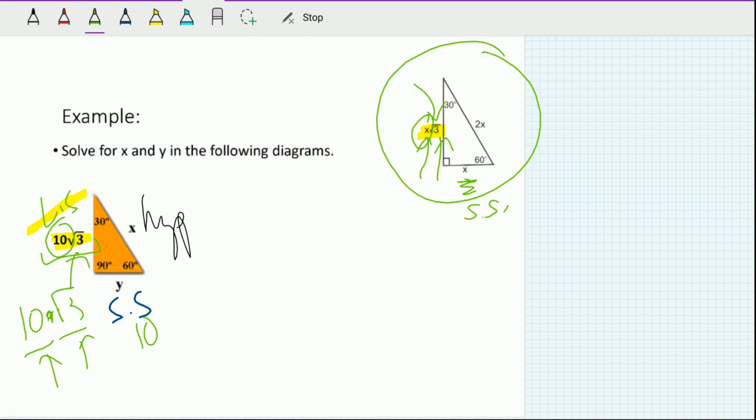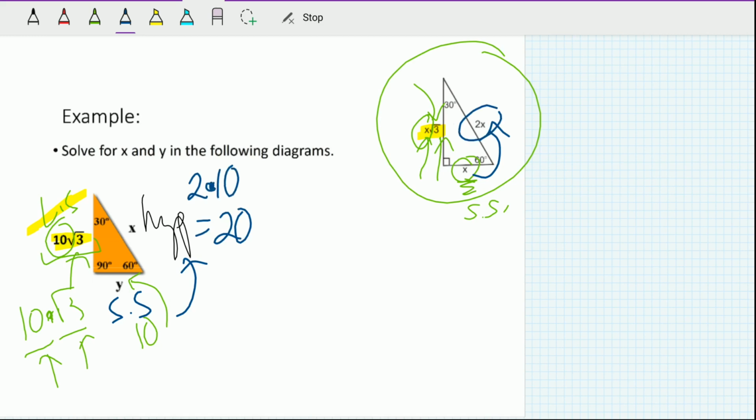Now that's what I was trying to say: don't think this x is the same as this x. If you want to, you can change variables, but just be very careful about that. So the short side is equal to 10. And then just by using the patterns, how do you go from short side to hypotenuse? We just double it. So the hypotenuse is equal to 20. If you really want to, you could do 2 times the short side, which is 10. So there you go, pretty easy. x is equal to 20 and y is equal to 10.